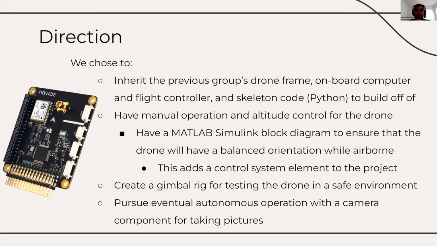The direction we chose to take with this project was we inherited a previous legacy project's drone frame, as well as their Raspberry Pi and Navio 2 flight controller, and a Python skeleton code to build off of. We want to have manual operation and altitude control for the drone, which we already have done. We created a MATLAB Simulink block diagram to test the control system, and we also created a gimbal rig testing mechanism for tuning the drone values. We are currently working on the autonomous operation portion that includes the camera.